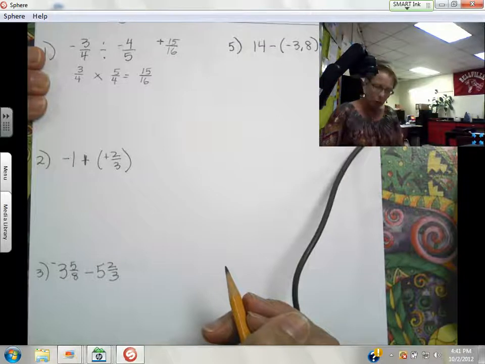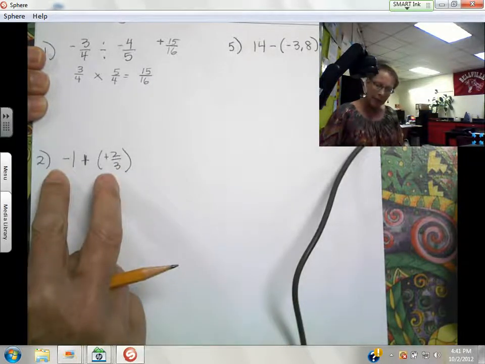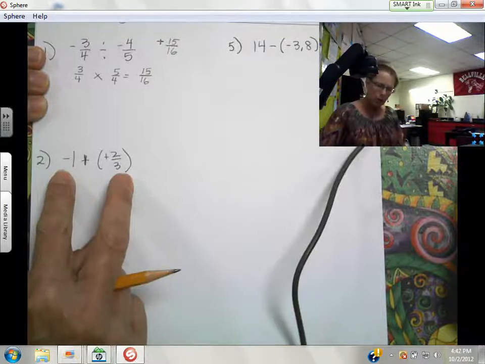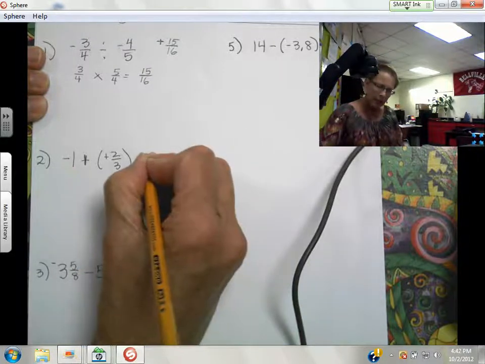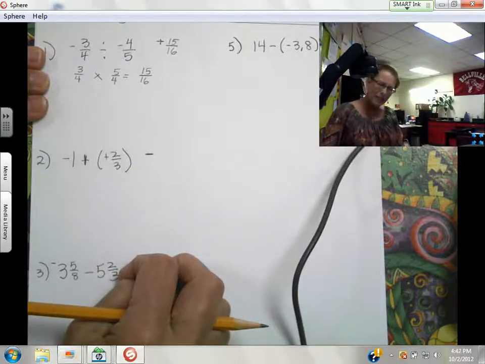I have to subtract. First of all, which one of these is further from 0? A -1 or a 2/3? -1 is further from 0, so my answer is going to be a negative. Let's go ahead and put that right there so we know what it is. Now I have to take 1 and subtract 2/3.